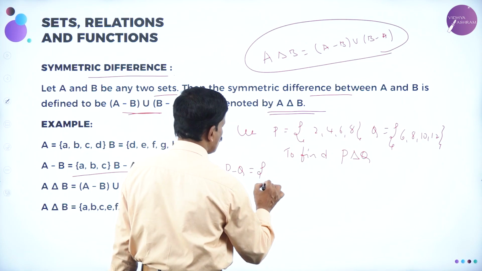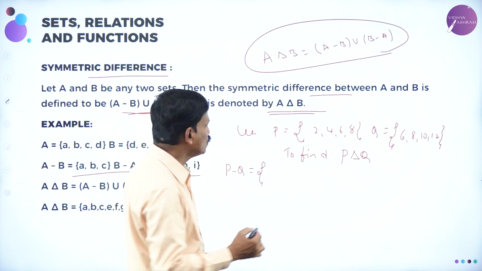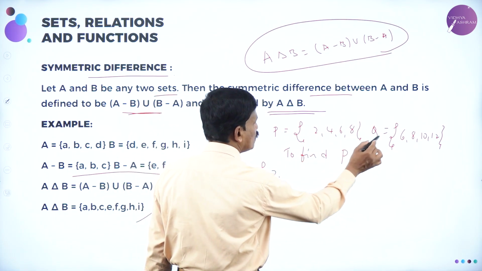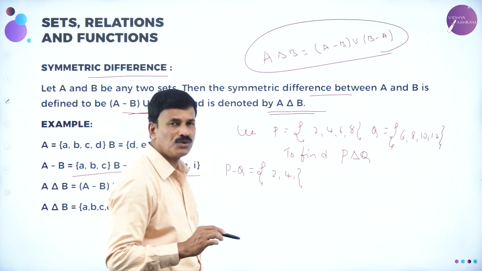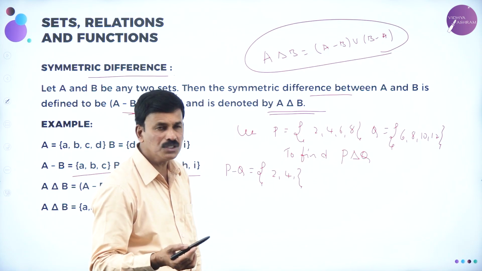What is P minus Q? All the elements which are in P but not in Q. So we have 2 in P and 4 is also in P. 6 and 8 are there in Q, so we don't want them. So 2 and 4 are the only elements which are in P but not in Q.